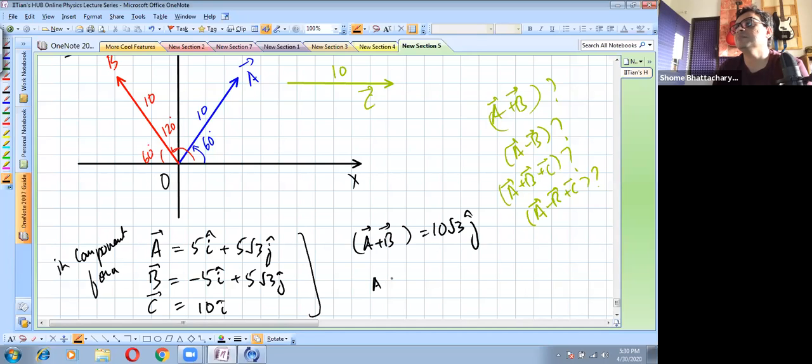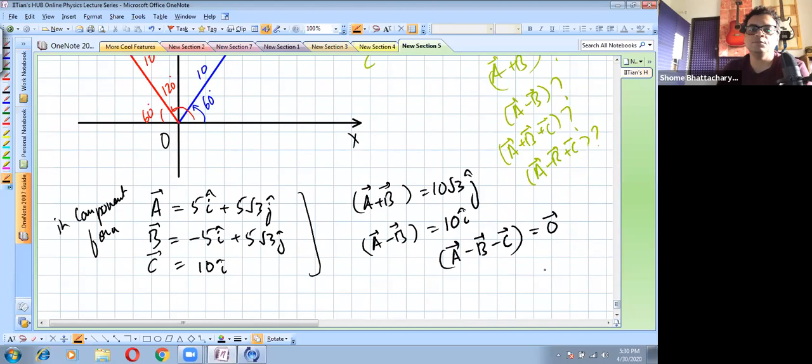The vector E minus B is just 10 I cap. Therefore, you can also see that the vector E minus B minus C will be a null vector, because C is 10 I cap. So from E minus B, if you subtract C, it will be 0, or a null vector. So all these things will help you in solving the questions.